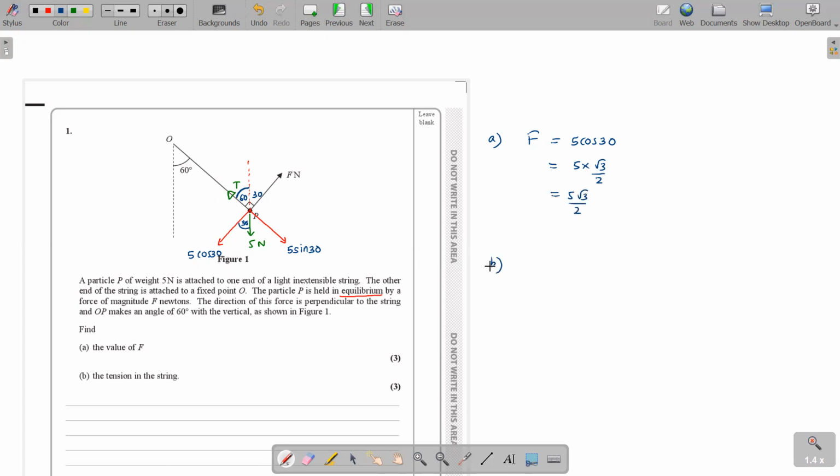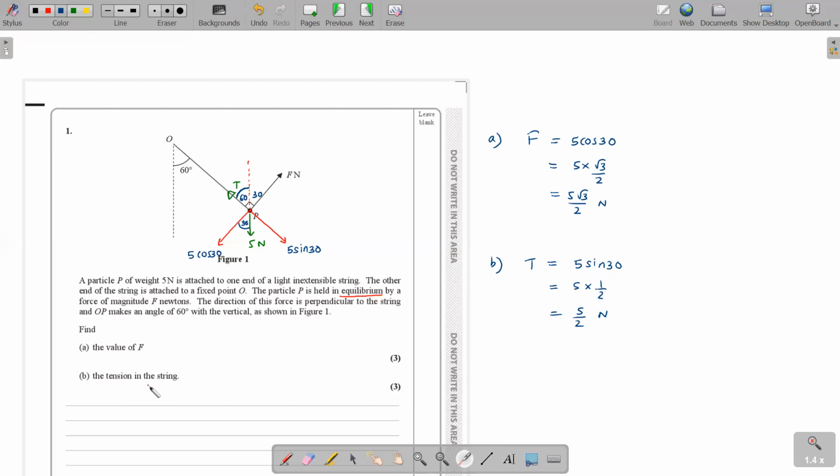Part B, what's the tension in the string? I need to work really hard here for the tension in the string. I have to consider along the OP line. If I consider along the OP line, I get tension equals 5 sin 30, which is in other words 5 into half, which is 5 over 2 newtons. So I get my answers for A and B. Here I find the answer for F without depending on T, and here I'm finding my answer for T separately.